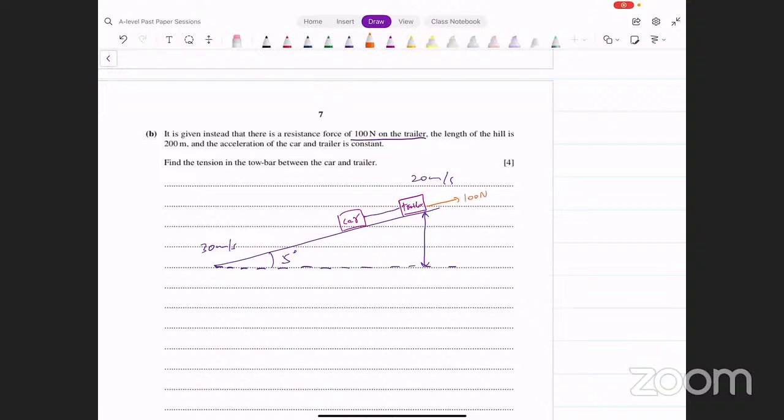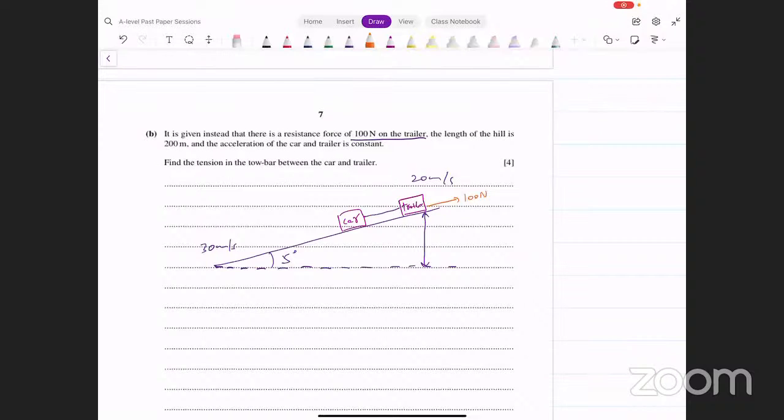कार पे उसने कुछ नहीं बताया हमें रेजिस्टेंस. So that means we can assume there's no resistance there. The length of the hill is 200 meters. And the acceleration of the car and the trailer is constant. Acceleration constant. They ask us to find the tension in the tow bar between the car and trailer.